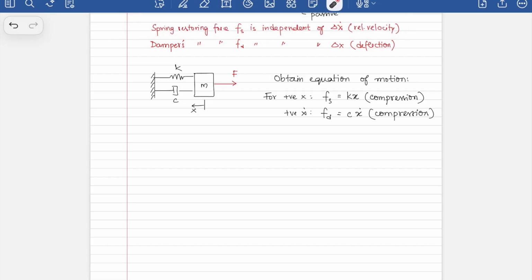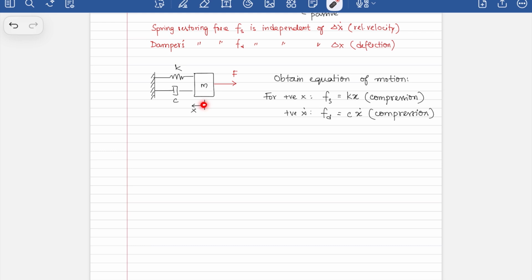In general, you can follow the same sense as what you did for x. So if x is positive, x dot is also positive in this way, which means that this being compression, this will also be in compression. But is that always true? Think about it. These two are independent assumptions.